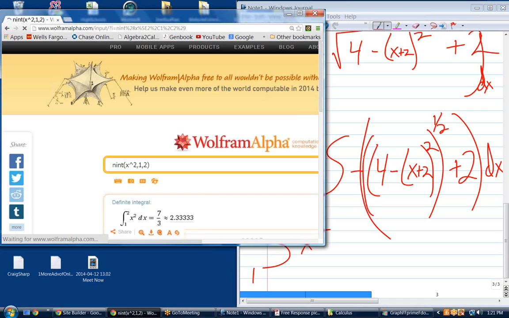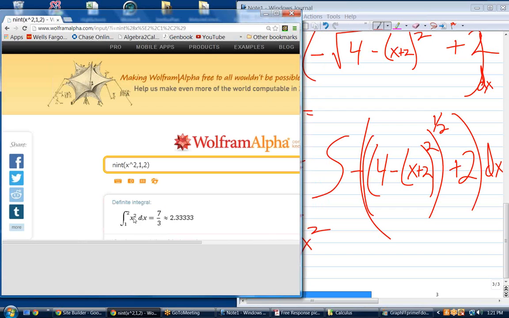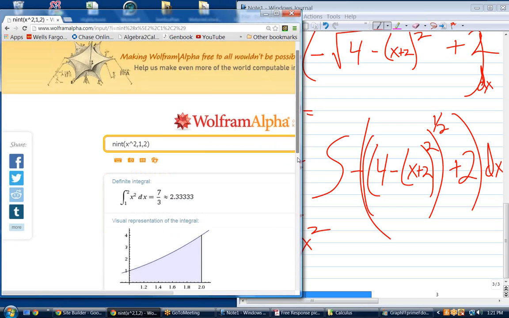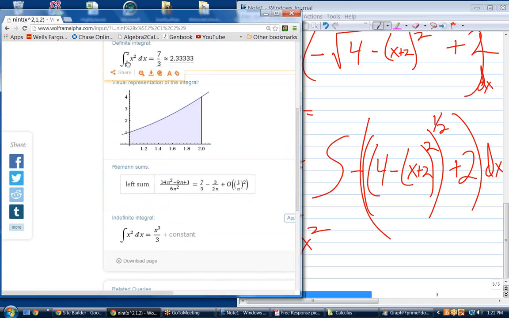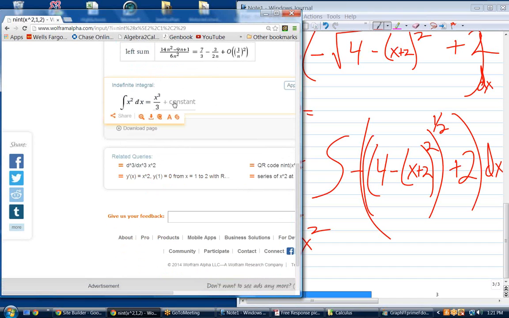And once again, the beauty of Wolfram Alpha is it gives you feedback. So it tells you exactly what we're looking at. In other words, did I put it in correctly? Yes, because I'm looking for the integral of x squared from 1 to 2 dx. They're telling me it's 7 over 3. They even tell us that the area under that curve is 2.33. Gives you a left sum. Wolfram Alpha is really quite good. Plus c.